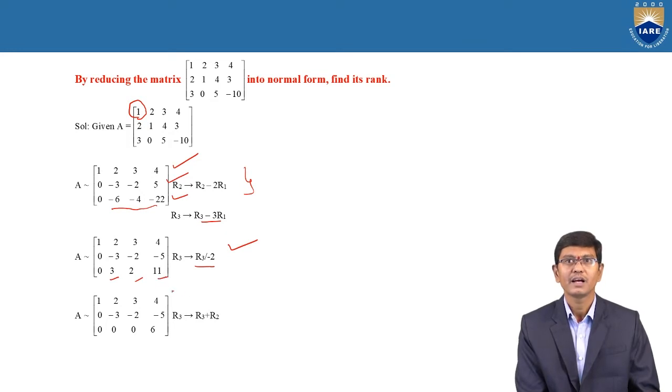Again, observing the second row and third row in this matrix, the second row first element is minus 3 and the third row first element is 3. By applying R3 equal to R3 plus R2, the third row is changed to 0, 0, 0, and the last element is changed to 6. And this is actually in echelon form.